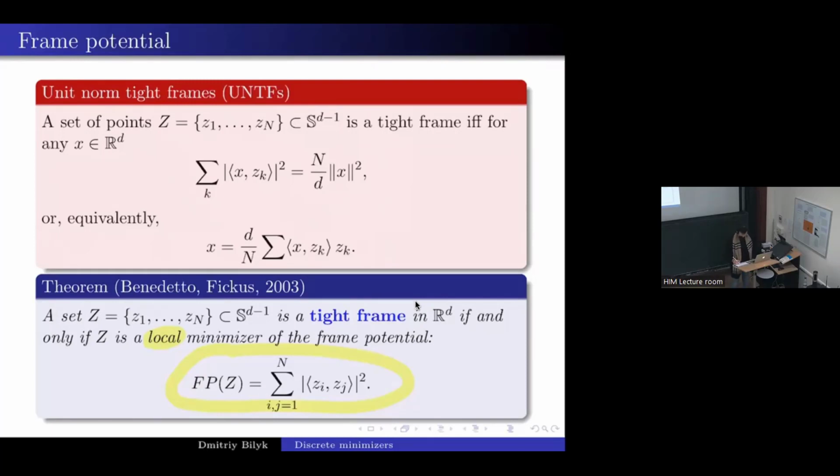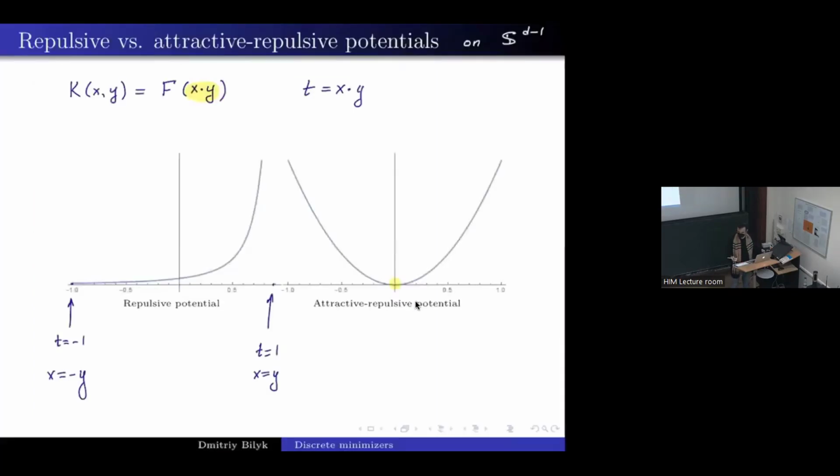Notice the kernel of this energy falls precisely into this category again. It looks like this: the absolute value of the inner product to the power p. So you have an even function with a minimum at 0. Again, you expect something that has an orthogonal-like structure to arise here.